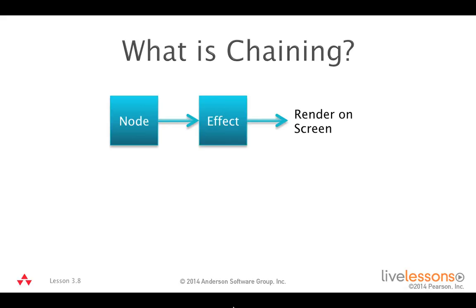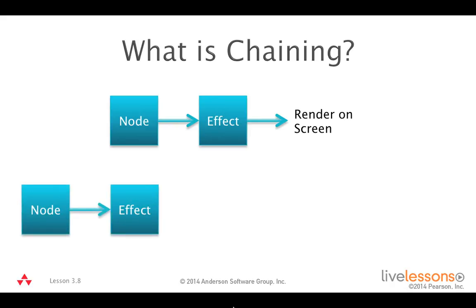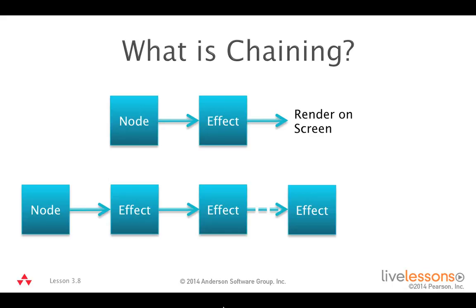Typically, one effect is applied to a node, then rendered on the screen as shown here. Now the second diagram shows that the output of one effect can be linked or chained to the input of another effect, and that effect can be chained to yet another one. Note that the first effect is applied to the node and the last effect is rendered on the screen. And as this diagram shows, you can chain as many effects as you want.